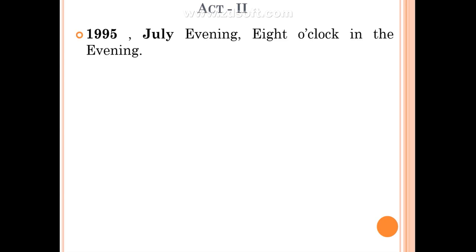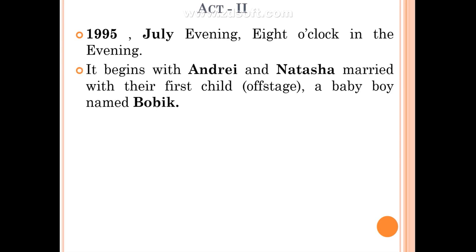The second act opens in 1895, which means two years later. It was the month of July, in the evening, and the time was 8 o'clock.